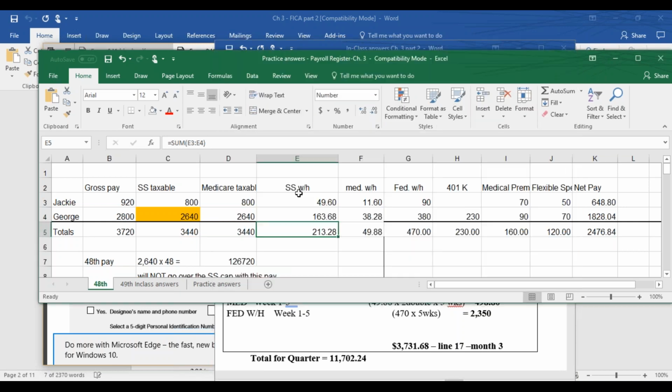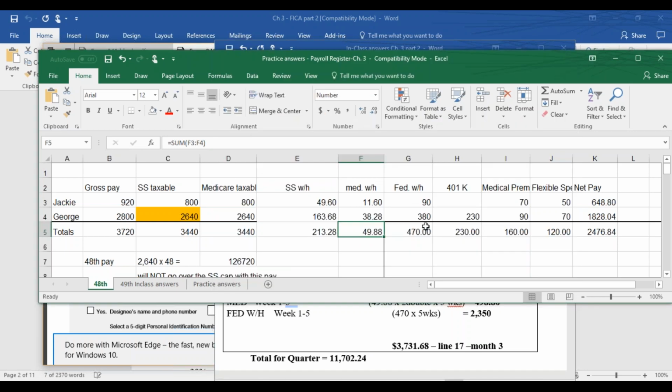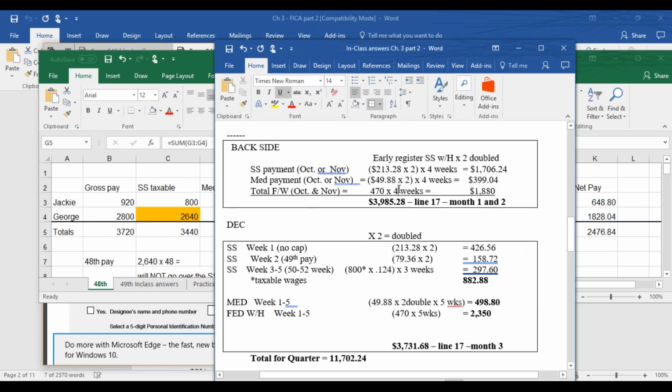Well, I go back to my Medicare. This is where I determined how much Medicare was withheld from my employees' checks. Then I simply need to double it for the employer portion, multiply it by 4 weeks. Federal withholdings. Again, I can go back to my register. I see that there was $470 withheld for 4 weeks.